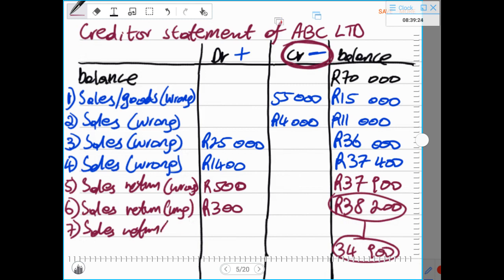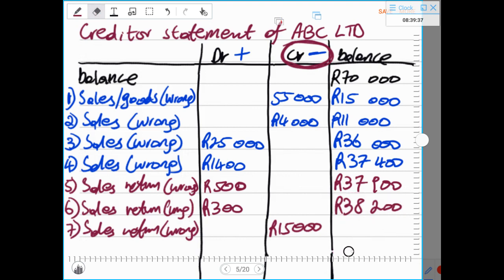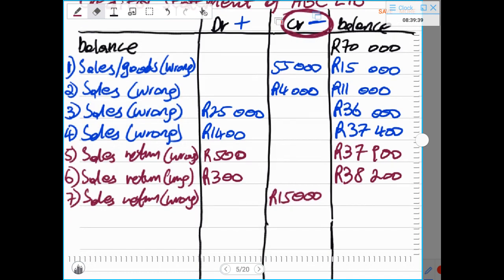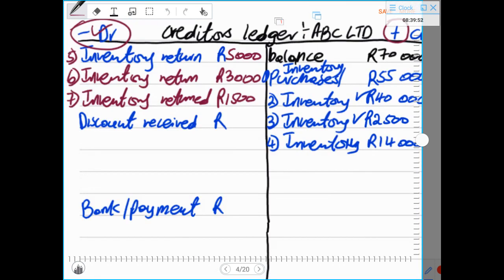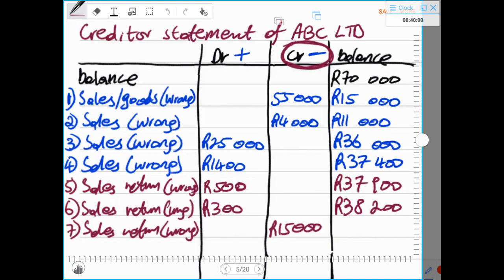Sales return. And remember, they are wrong at all times. They record this amount on the credit side as 15,000 rands. So now we see that we have recorded 15,000 rands. Then the question once again: is 15,000 the correct return of sales? The answer is no, 15,000 is incorrect. Why is it incorrect? Because the right amount is on the creditors ledger, 1,500. So by mistake in the statement, our supplier recorded 15,000.